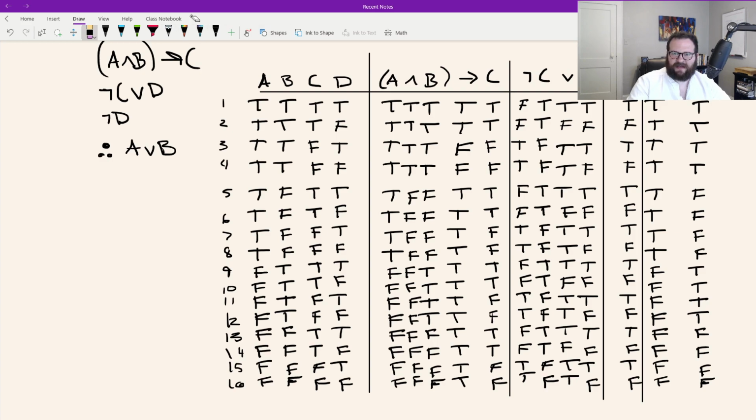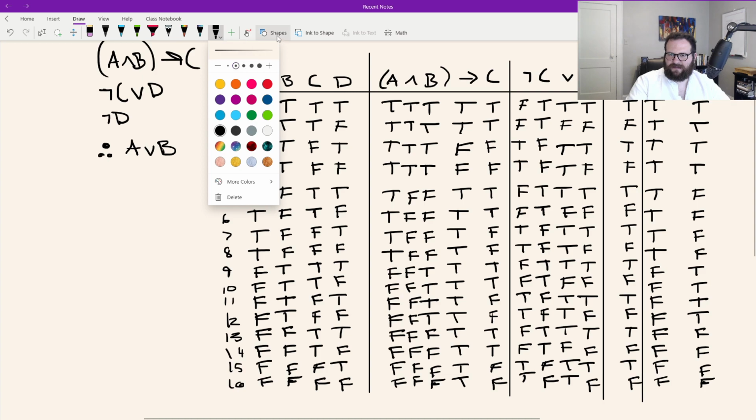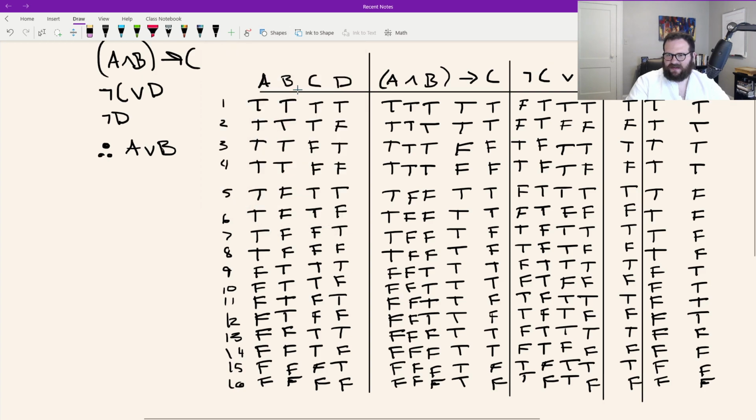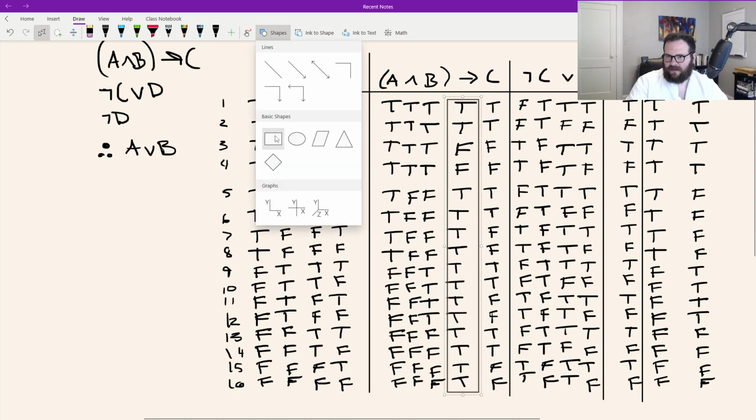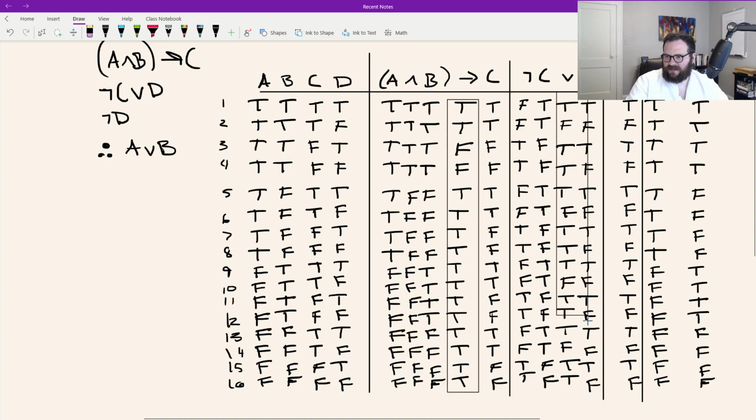Things are getting a bit messy. So let's go ahead and make our main connectives clear. This is our main connective for this sentence. This is our main connective for this sentence. Okay.